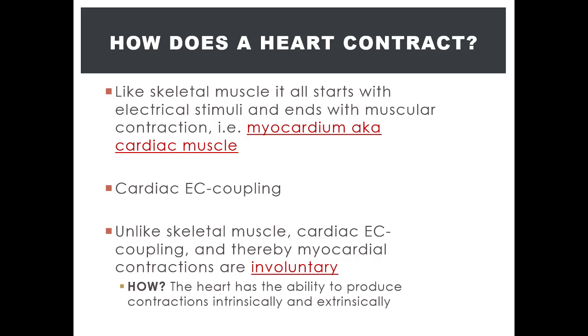This extrinsic stimulus is referring to the nervous system. So because the heart has an intrinsic ability to contract, it can contract without even any stimulus from the nervous system. This is obviously very different from skeletal muscle, which requires extrinsic stimulation from the nervous system to contract. Also, however, the heart's contraction can be stimulated further by extrinsic stimuli, beyond the intrinsic mechanisms. And again, this extrinsic or external stimuli comes from the nervous system.